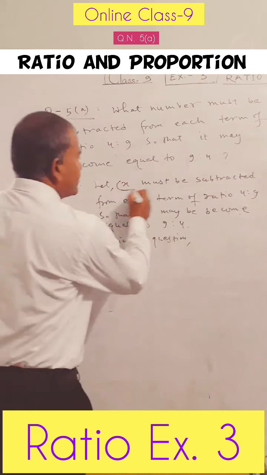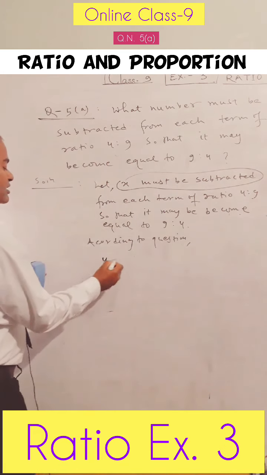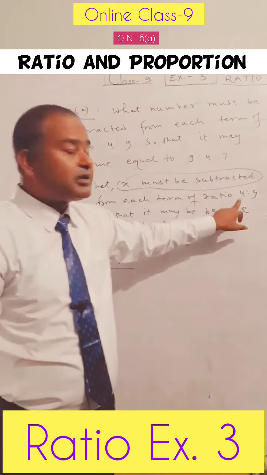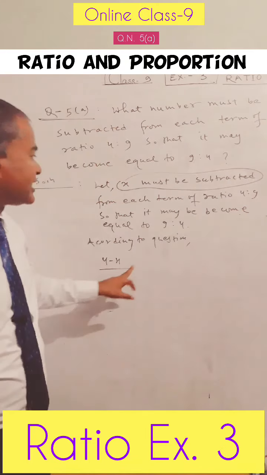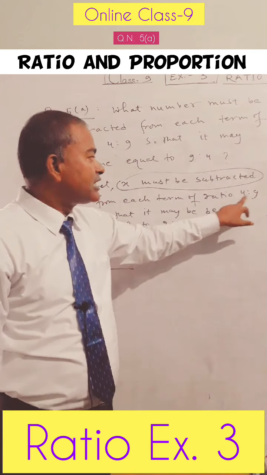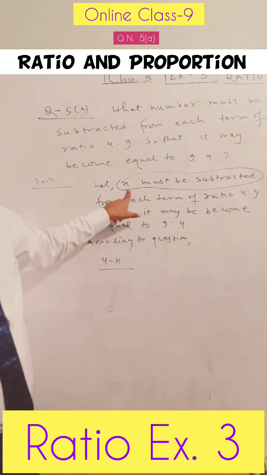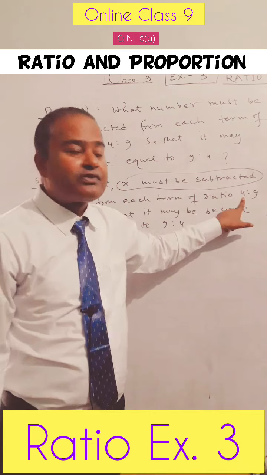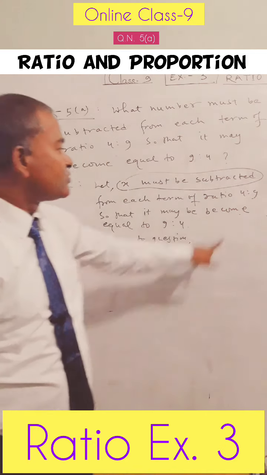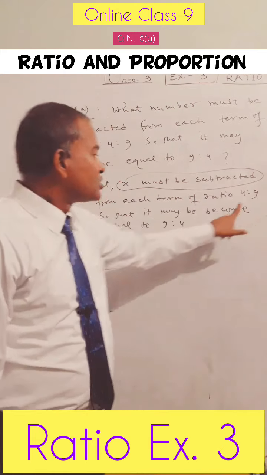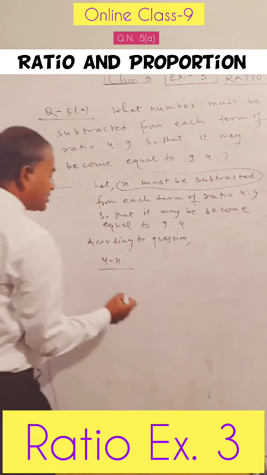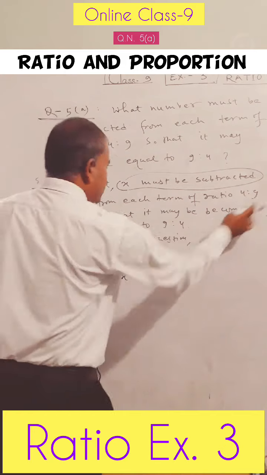According to the question, we have supposed that x must be subtracted. The first term of the ratio 4:9 is 4 and the second term is 9. We have supposed that x must be subtracted from each term of the ratio 4:9. That means we subtract x from 4 and again we subtract x from 9. So the new terms will be 4 minus x and 9 minus x.